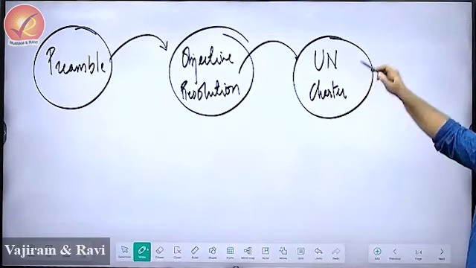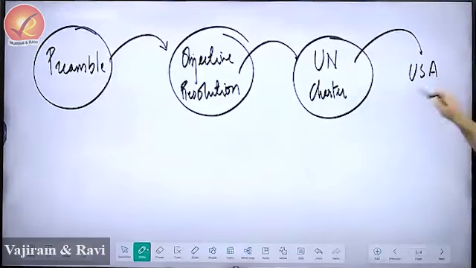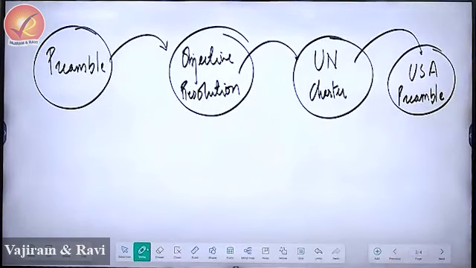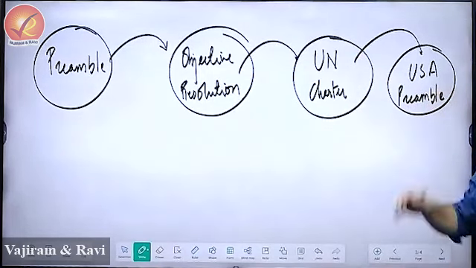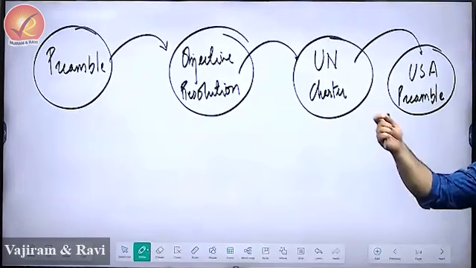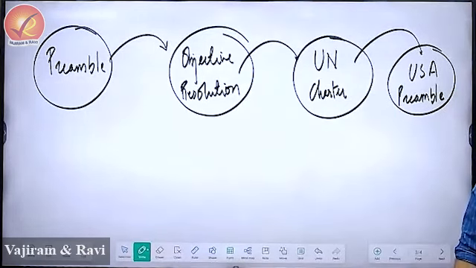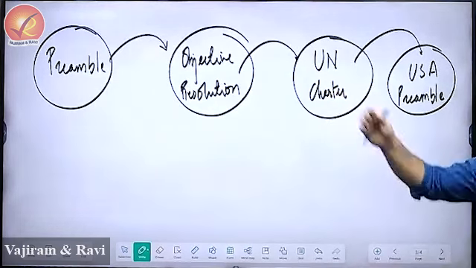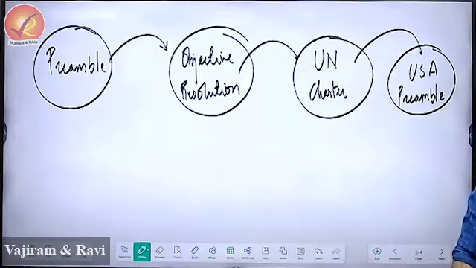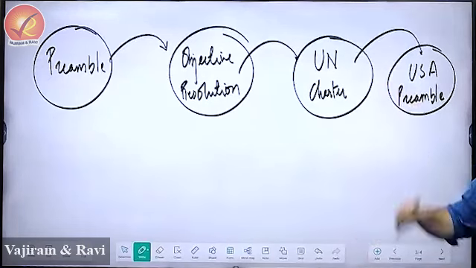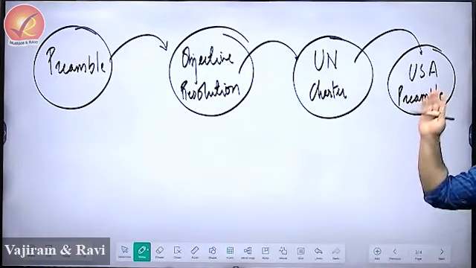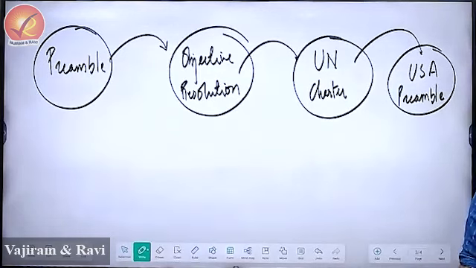And this United Nations Charter comes from the preamble of the United States of America. Now in books you will generally see it written that the Indian preamble is influenced by the US preamble, isn't it? But you should know the way through which it has been introduced. That's because UPSC may ask you that the Indian preamble is an influenced version of the objective resolution. Correct. It is an influenced version of the UN Charter. Correct. It's an influenced version of the US preamble. Correct.